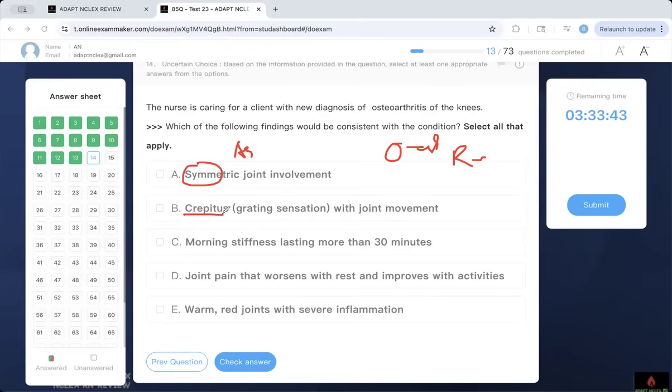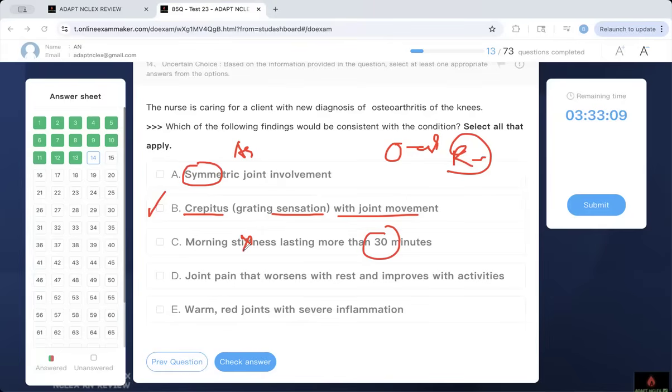If you push on it, you can hear a grating sound with the joint movement. This is right. They're going to have stiffness, but the stiffness is shorter. It shouldn't last more than 30 minutes. If it lasts more than 30 minutes, it's due to rheumatoid arthritis. So this is wrong. The joint pain, pay attention, worsens with rest and improves with activity. It's the opposite. Osteoarthritis is due to wear and tear. When they rest, they get better. When they move, it hurts.